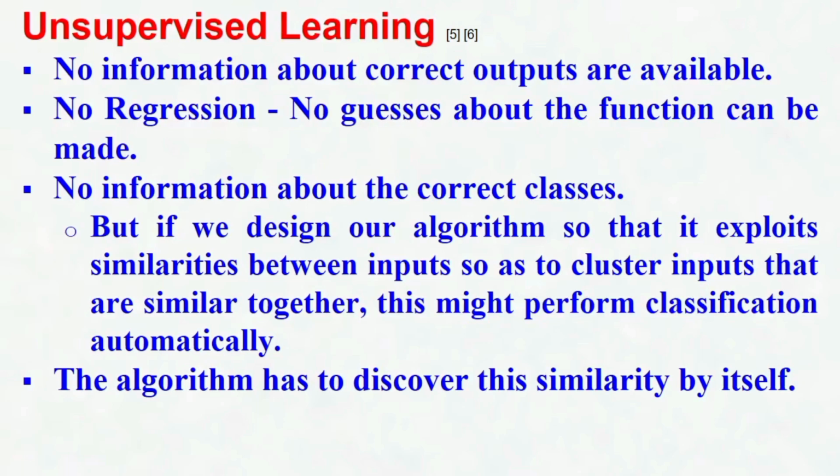So in essence, the aim of unsupervised learning is to find clusters of similar inputs in the data without being explicitly told that some data points belong to one class and others to other classes. The algorithm has to discover the similarity by itself.